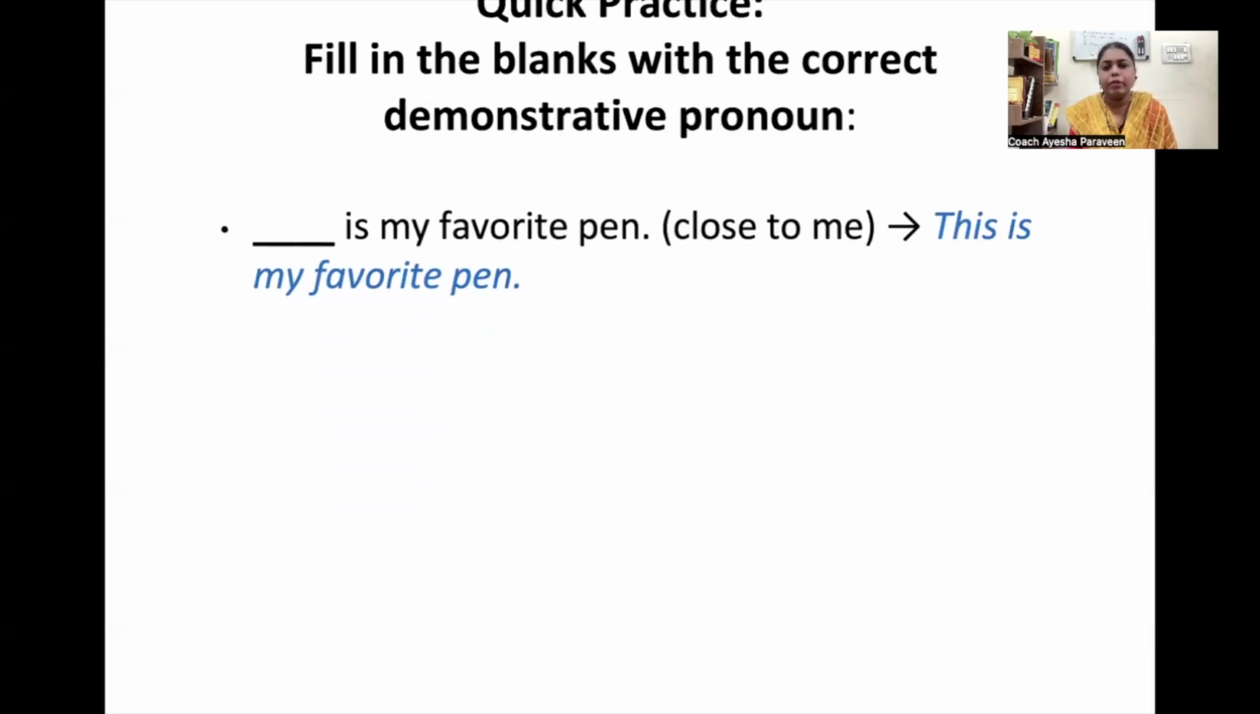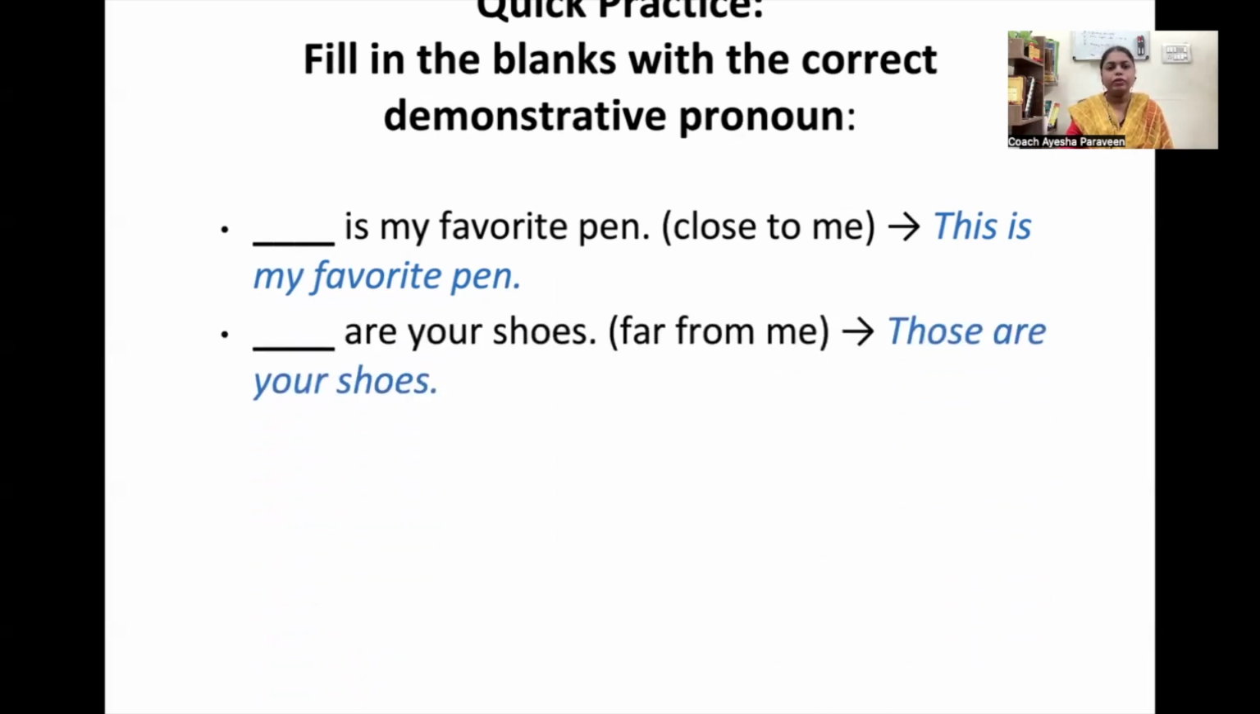Dash is my favorite pen, close to me. This is my favorite pen. Pen, because we are talking about one pen, and that is why we use this. If it is pens, these are my favorite pens. Dash are your shoes, far from me. Those. Why are we using those, and why did we not use that? Because we are talking about shoes, not shoe. So those are your shoes.